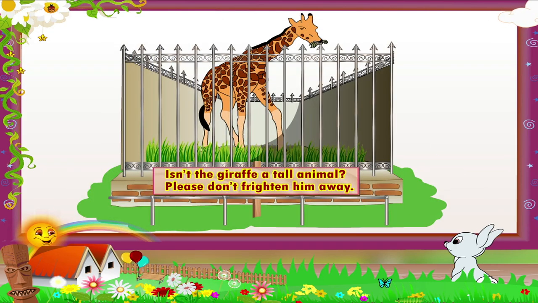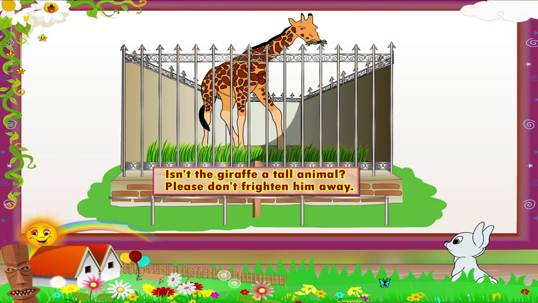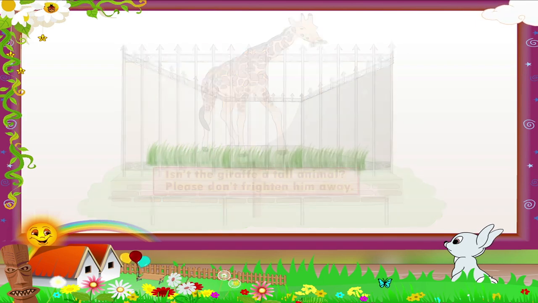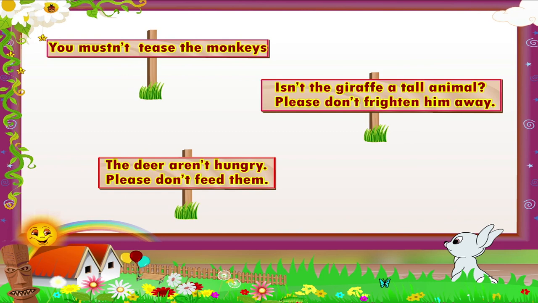What about this board, Rainbow? Isn't the giraffe a tall animal? Please don't frighten him away. Now, Rainbow, have you noticed something about the words on these boards? Mustn't, don't, aren't, isn't. Do you know why we use words like these?